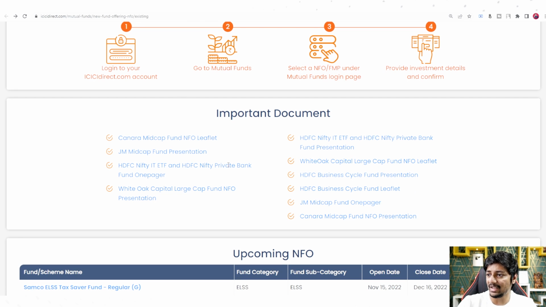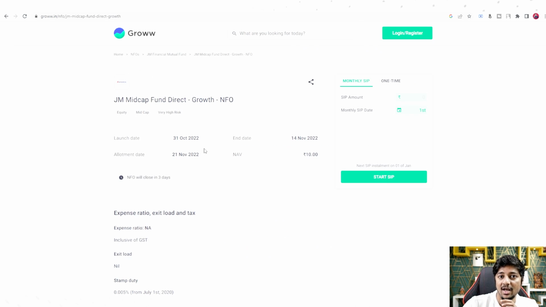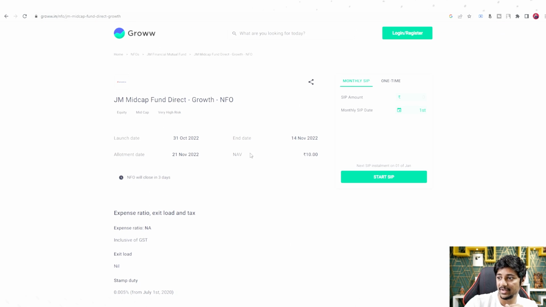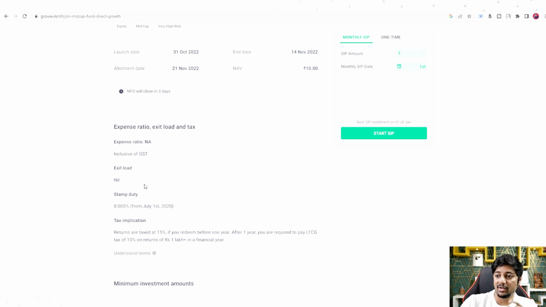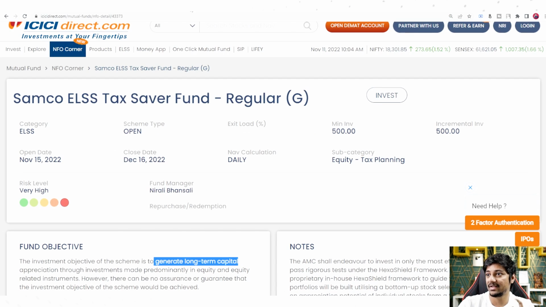Okay, now moving on to the next part, which is how do these NFOs work? So let me show you something, right? If I go to the NFOs that are currently there in the market right now, there are so many different NFOs. Let me just take one NFO for example, just to read and understand how it works, right? As I said, even when we saw Samco, it had similar things. It has similar things over here, where the NAV is 10, start date, end date, everything is here. Exit load not there, stamp duty is there, tax implication, minimum investment here is 5,000, whereas this was 500.